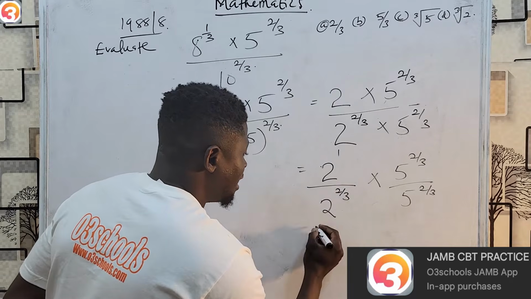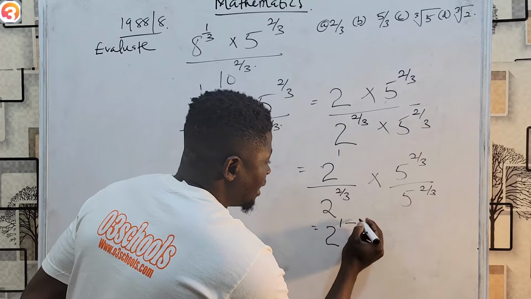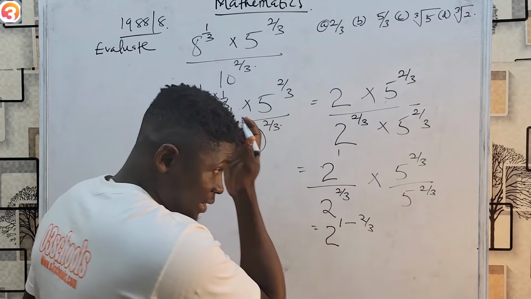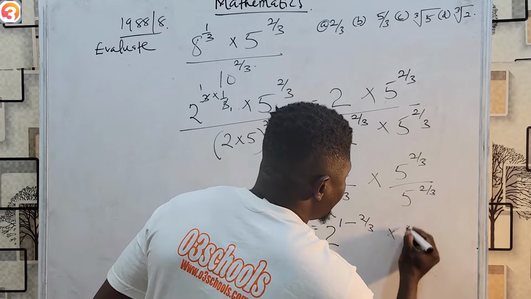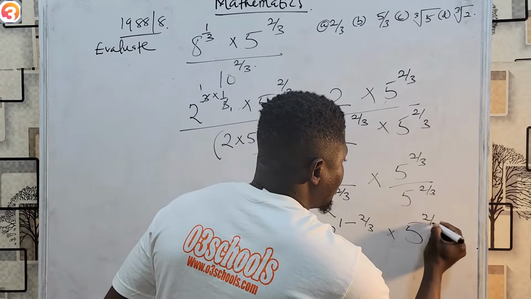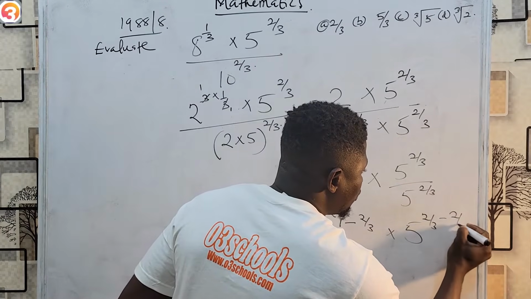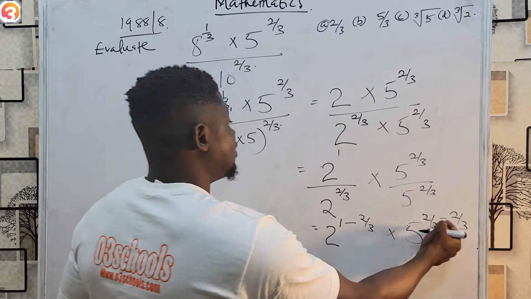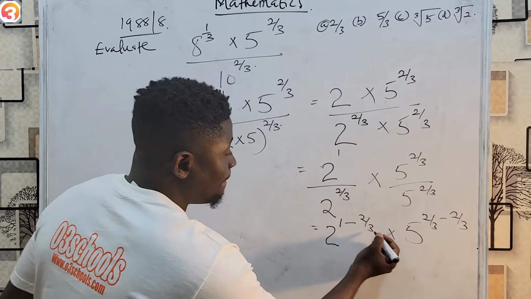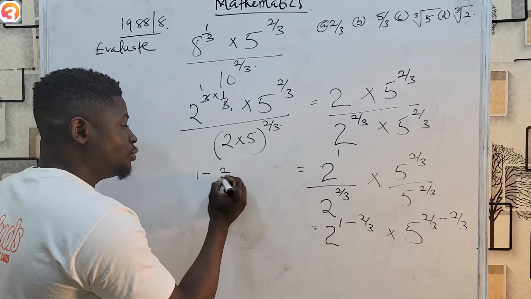There's a division sign here, that means you're going to have 2 raised to power 1 minus what's the power here? 2 over 3, right? Then times 5 raised to power 2 over 3 minus 2 over 3. 2 over 3 will cancel 2 over 3, right? 2 over 3 minus 2 over 3 is 0. Now, 1 minus 2 over 3. Do your LCM.